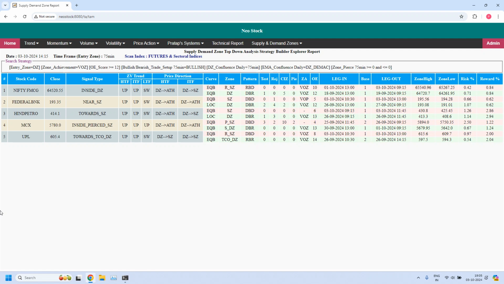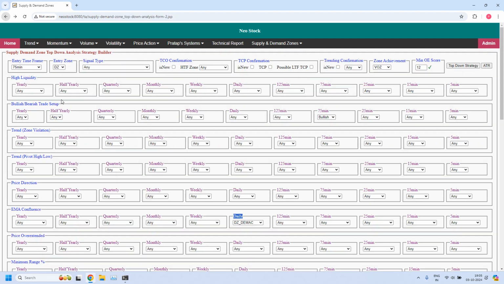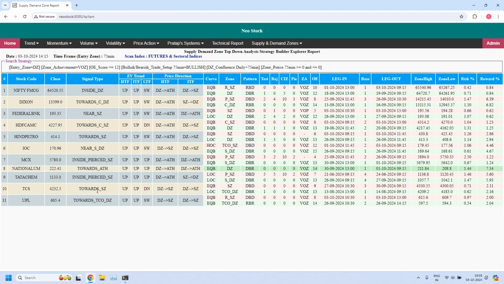Okay, in the next set of the report, we will look into LTF, ITF and HTF demand zone confluence. First, I need to remove this EMA filter. Earlier, without this EMA, how many stocks did we get? 11. Out of these 11, we need to look for LTF, ITF, HTF zone confluence.